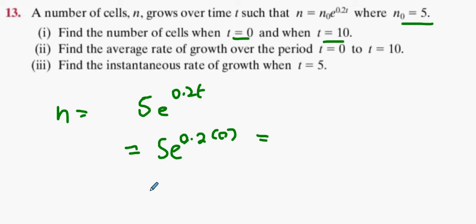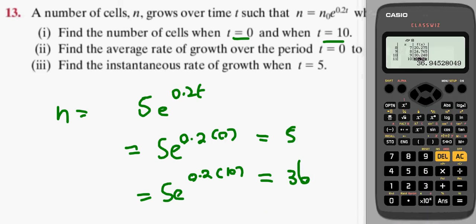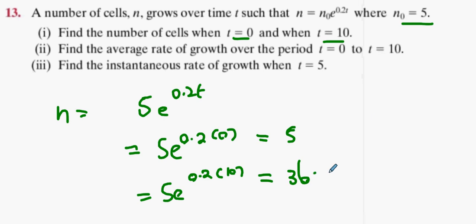So you sub in 0, and what do we have for the first one? 5, and the other one? 36.94, or sorry, 36.95, which to me would be 36 complete cells. You either have all of a cell or you don't. Do you get what I'm saying? It's a bit like a human. You either have all of it or you don't. You either count it or you don't.